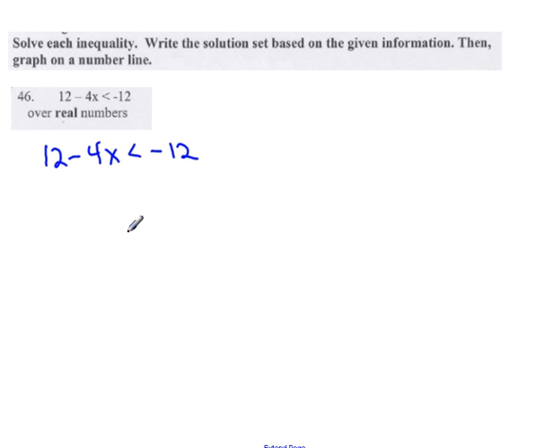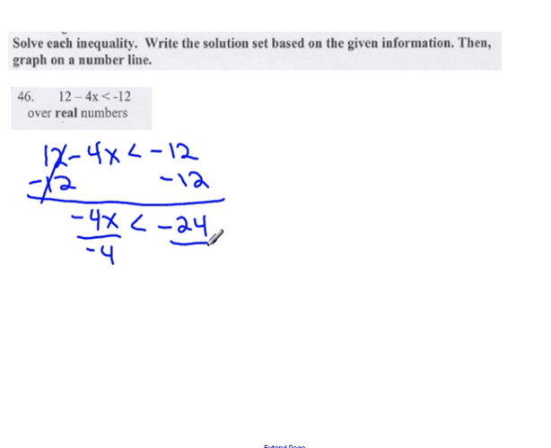That means all fractions, all decimals, all negatives, all positives, and 0. Step 1 remains the same. Solve for x. So I want to subtract 12 from both sides. Bring down the negative 4x, bring down the less than. Negative 12 minus 12 is negative 24.